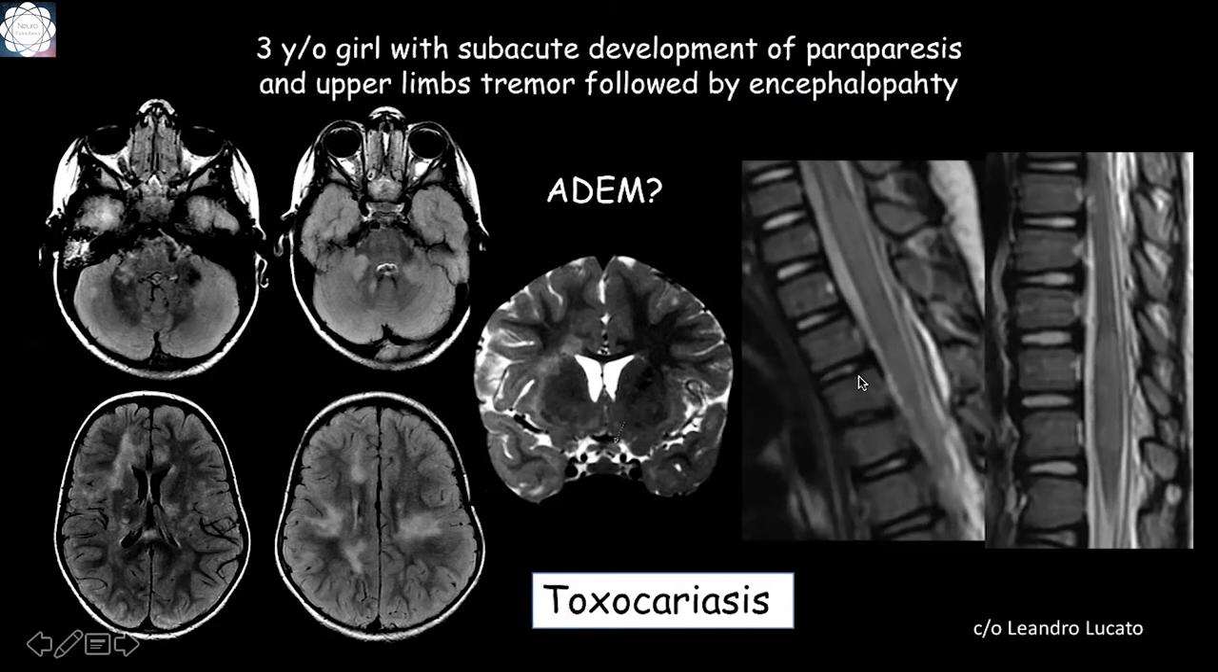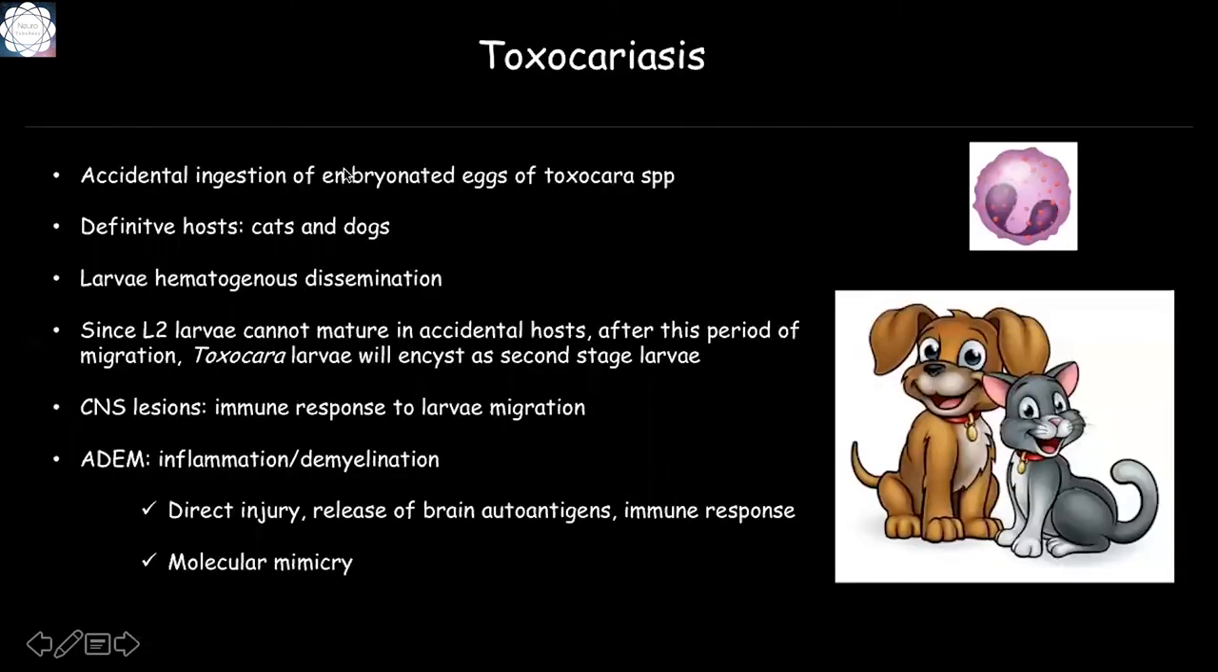Many times we find antibodies, for example, against MOG protein, but in this case we found toxocariasis. Toxocara canis is the etiology of this immunological response. The definitive hosts are cats and dogs. We have the larvae by hematogenous dissemination, and these larvae can't mature in humans, so they start to migrate all around the body. This is the larva migrans, and sometimes they insist in some localizations such as the brain or the spine.